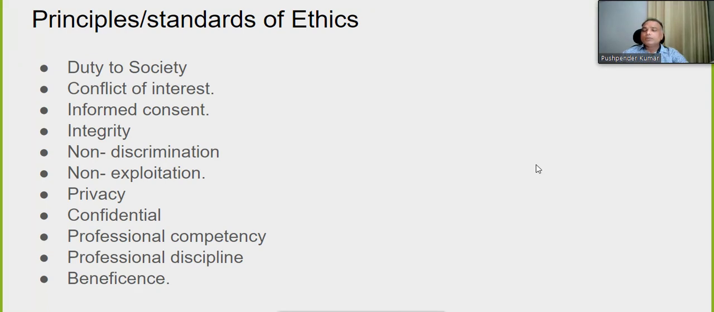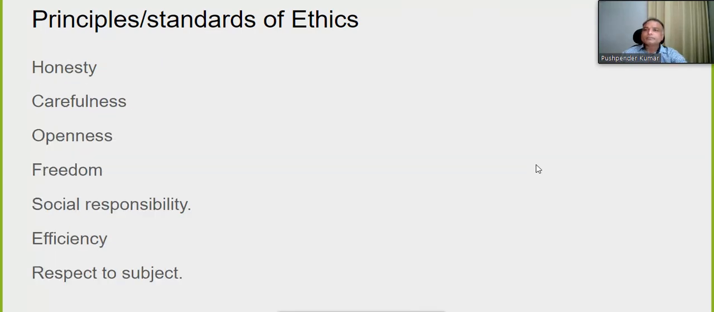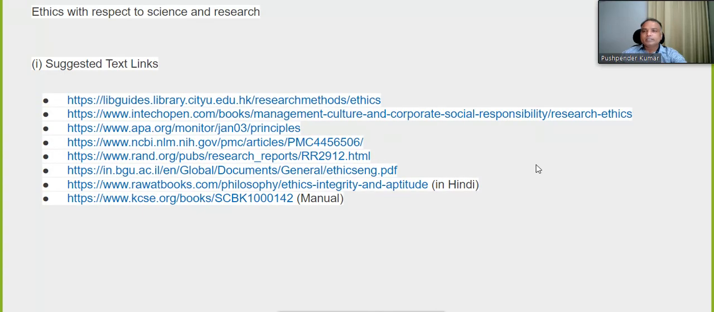So these are all the points here you can see: professional competence, professional discipline, benefits, that you should not have any profit at the cost of others, honesty, carefulness, openness, freedom, social responsibility, efficiency, respect to subject. So these ethical codes, these ethical standards, are all linked with science, whatever research process, scientific process, or whatever work you have adopted, which is basically scientific work. We need to follow these ethical standards.